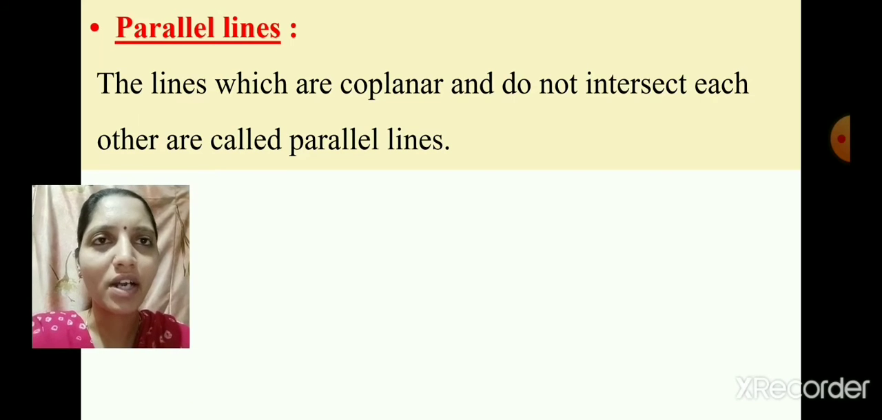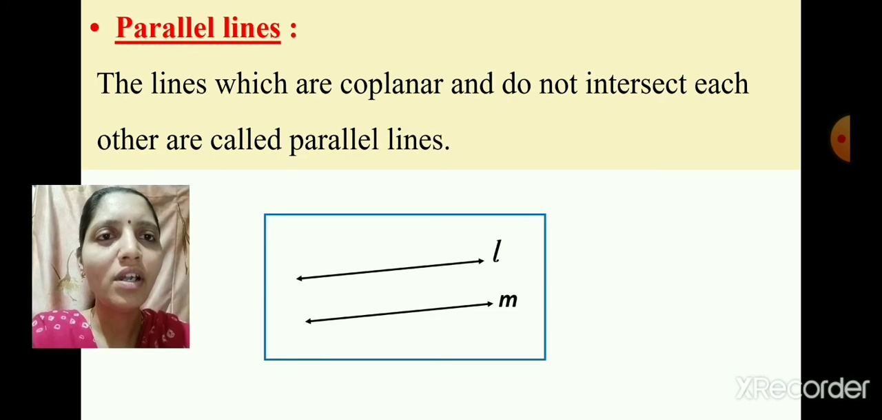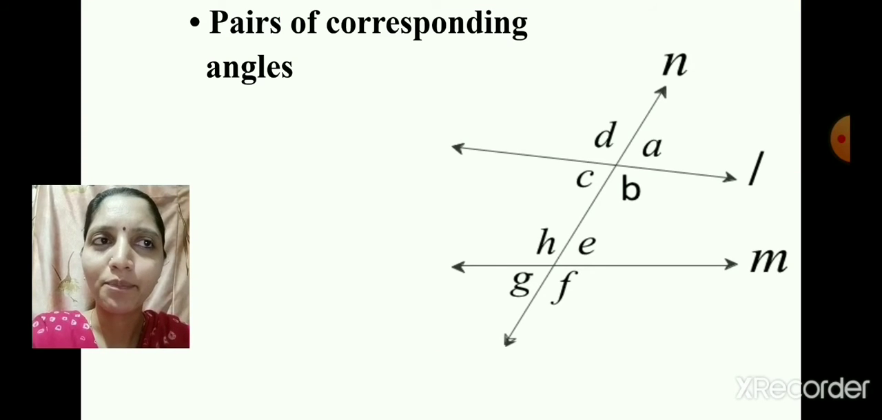Let's first understand the definition of parallel lines. The lines which are coplanar and do not intersect each other are called parallel lines. So here in one plane, line L and line M are given, and both these lines are not intersecting each other. Therefore, line L is parallel to line M.